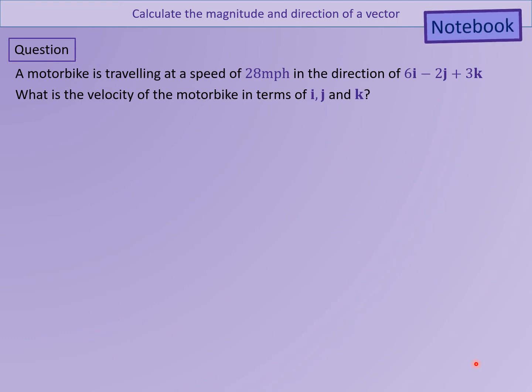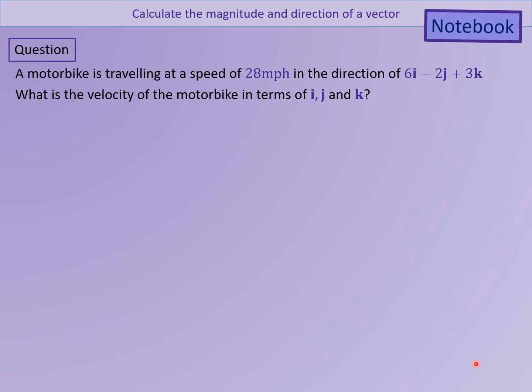Okay, so a motorbike is travelling at 28 miles per hour, so we know that, and we've got a rough idea of which direction it's travelling in. So what we want to do is work out the position vector in terms of i, j and k. Okay, so what's its position vector?